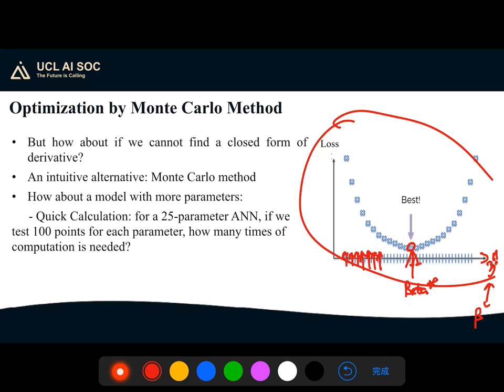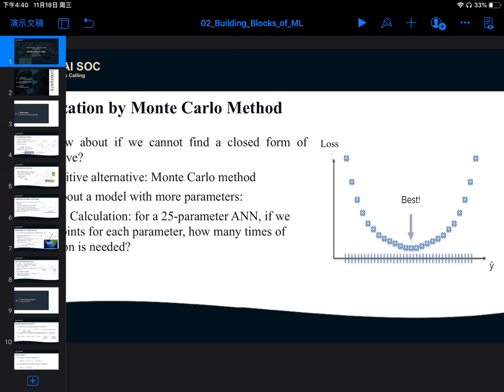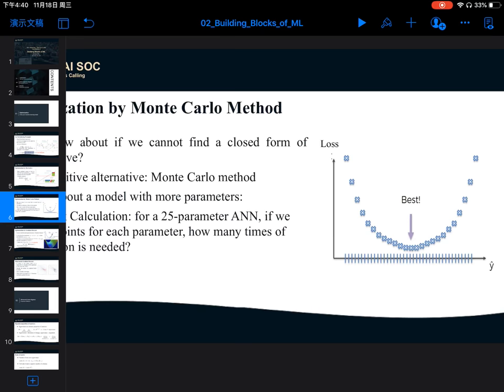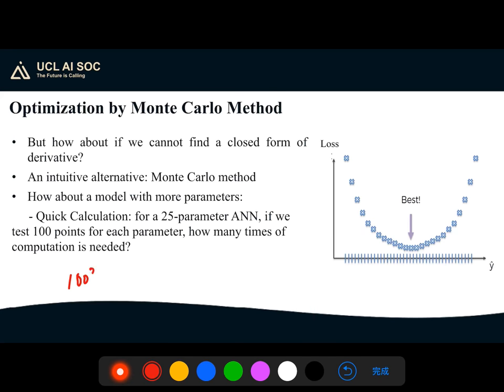The fact is that we might need 100 to the power of 25 times of computation. But in fact, one of the best supercomputers in the world, Tianhe number one, can compute 10 to the power of 15 times per second. And you can calculate how much time it would take if we use this computer to calculate such a simple ANN model.